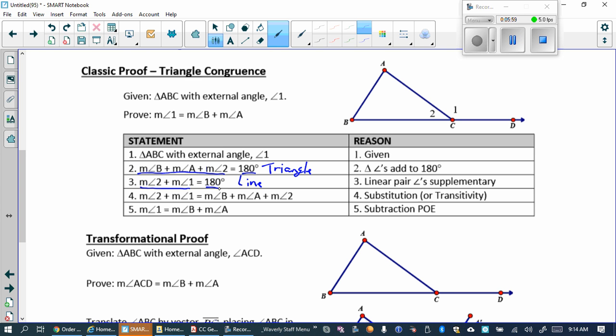So this is transitivity, right? If A equals B and in turn B equals C, then what can you say? A equals C, doesn't it? Or we could think of it as substitution, right? So let's do some substitution here. If both of these things equal 180, what can I say about these two things on the left-hand side? They have to be equal to each other. If this adds to 180 and 1 and 2 here add to 180, then this and this have to be equal. Look what the next statement is.